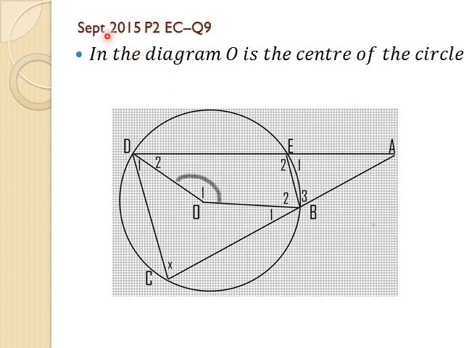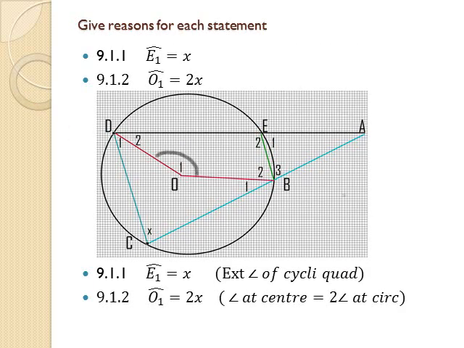This is a grade 11 problem that was in a prelim paper, September 2015, paper 2, Eastern Cape, question 9. They say in the diagram, O is the center of the circle, and they've extended there. We have DA and AC forming a bigger triangle, and then I have EB. Looking at the first problem, give reasons for each statement. Why would we say that E1 equals X?